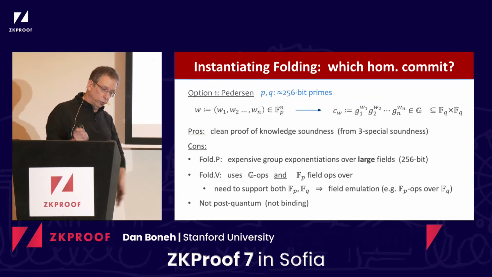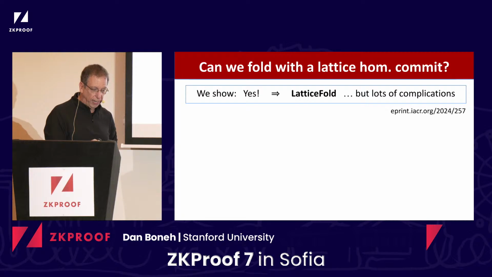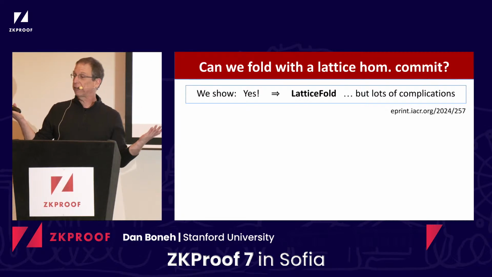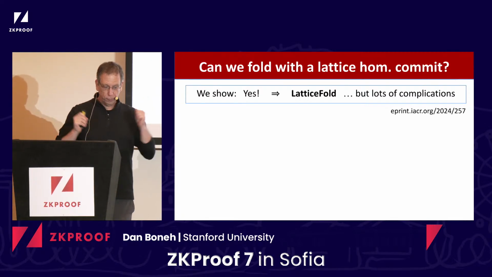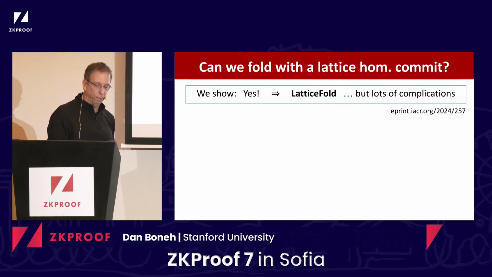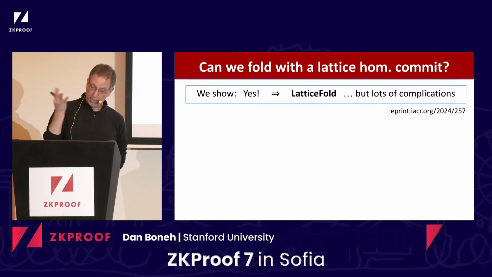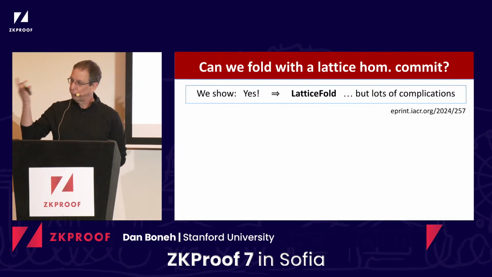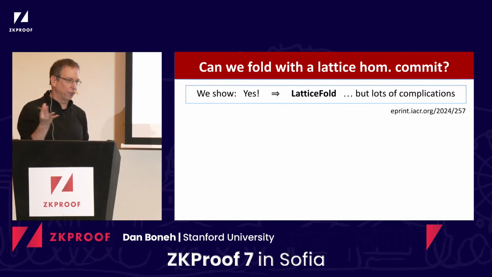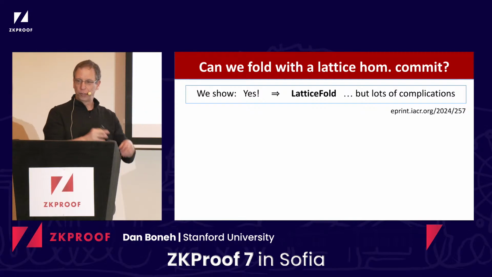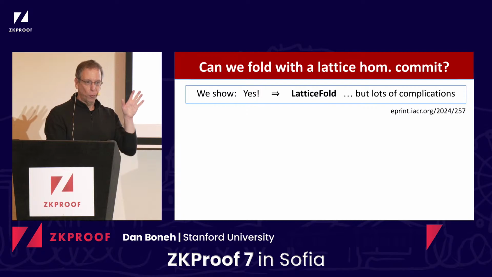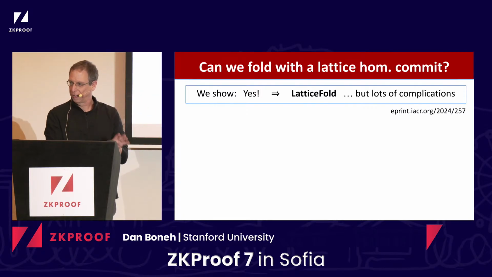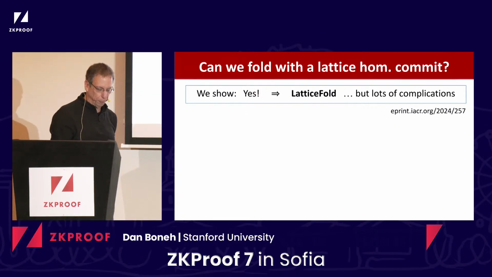Okay, so what do we do? What can we do instead? The natural question to ask is, can we fold using a lattice homomorphic commitment? The whole point of what I want to show you is, yes, in fact, we can. This system is called LatticeFold and its derivatives, but unfortunately, as with everything with lattices, there are lots of complications. Somehow with discrete log systems, everything just works as intended, and with lattices, you always have to work harder to get things to work. So that's what I want to walk through.